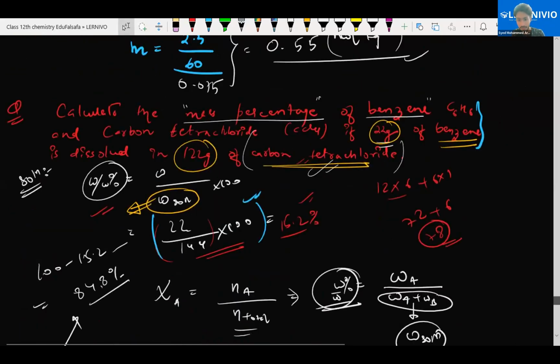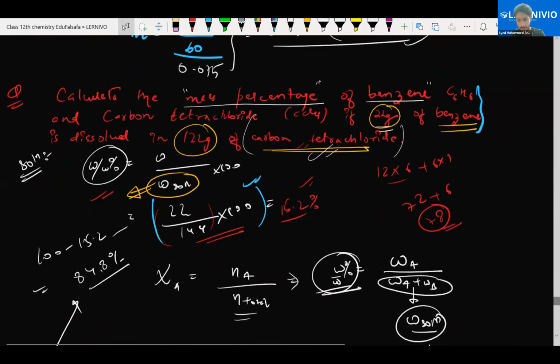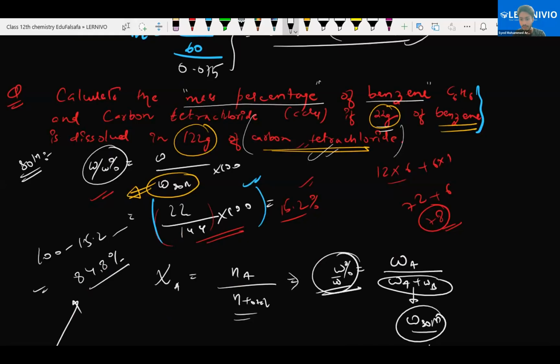So this question you are asking me, calculate the mass percent. In this question, we are asked about the mass percentage. For the mass percentage, the thing which is given to you is 22 grams of benzene. Here, the benzene acts as a solute, not as a solvent. So you need to write the full expression of W by W percentage.